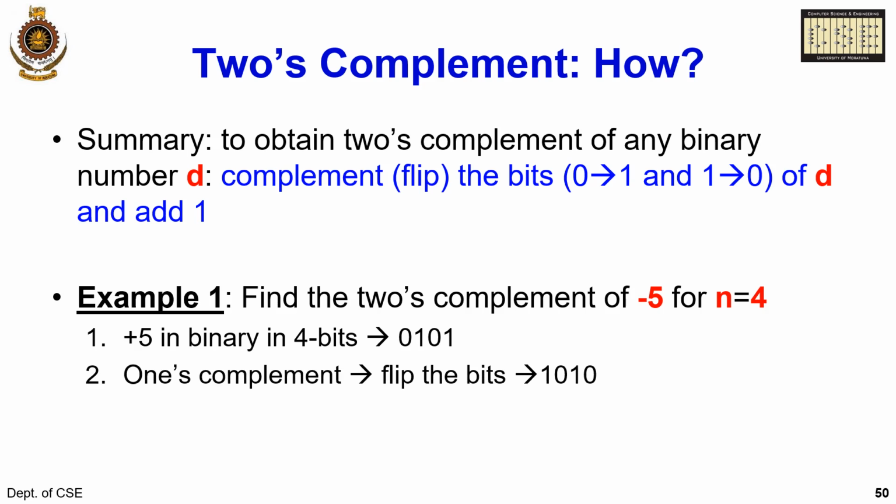We need minus 5. So we have the 2's complement. First, we flip the bits. 0 becomes 1, 1 becomes 0, right? So 0, 1, 0, 1 becomes 1, 0, 1, 0. And then we add 1, which becomes 1, 0, 1, 1. That's the 2's complement of minus 5.